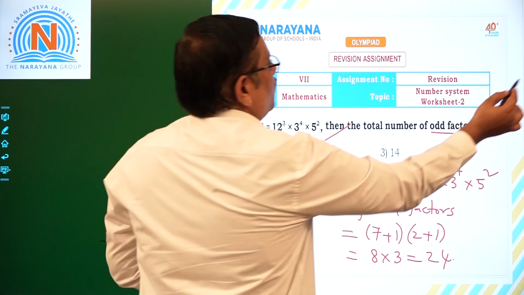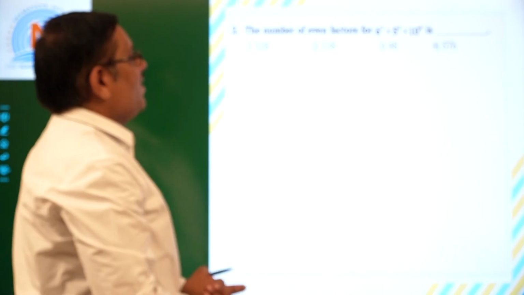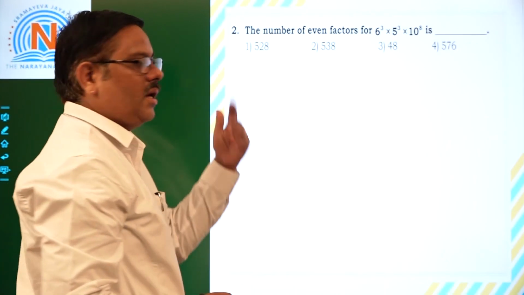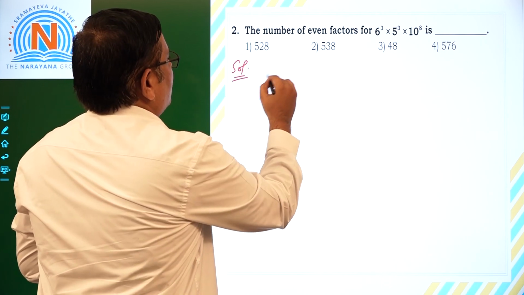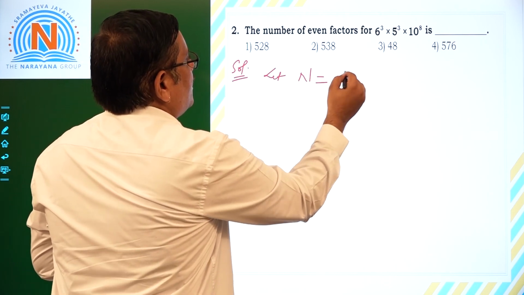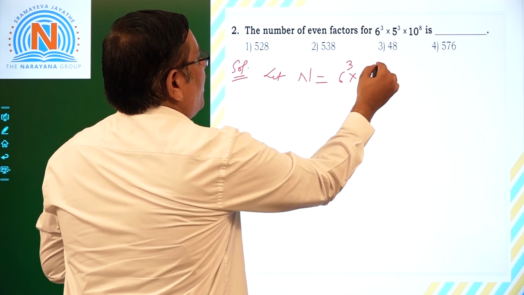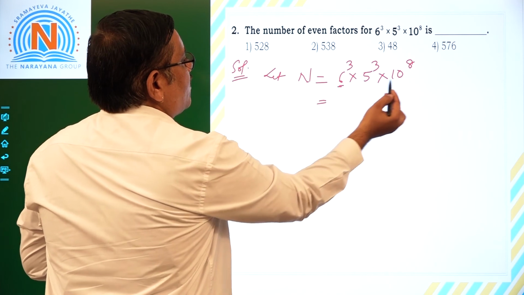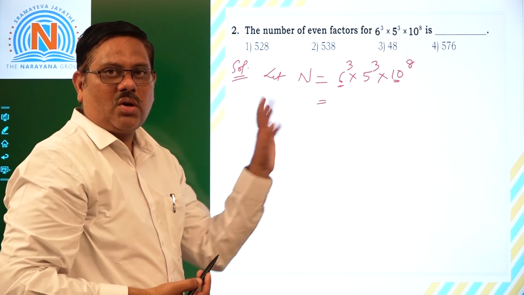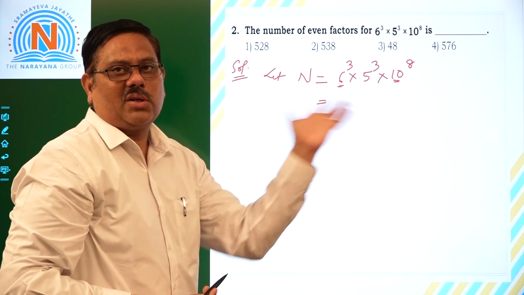Okay. Now we will move to the next question. The number of even factors of 6 cube. The earlier question was odd factors and the present question is even factors. Let us take n as 6 cube into 5 cube into 10 power 8. If you observe here, 6 as well as 10 both are not primes. So you have to convert 6 and 10 into a product of primes.